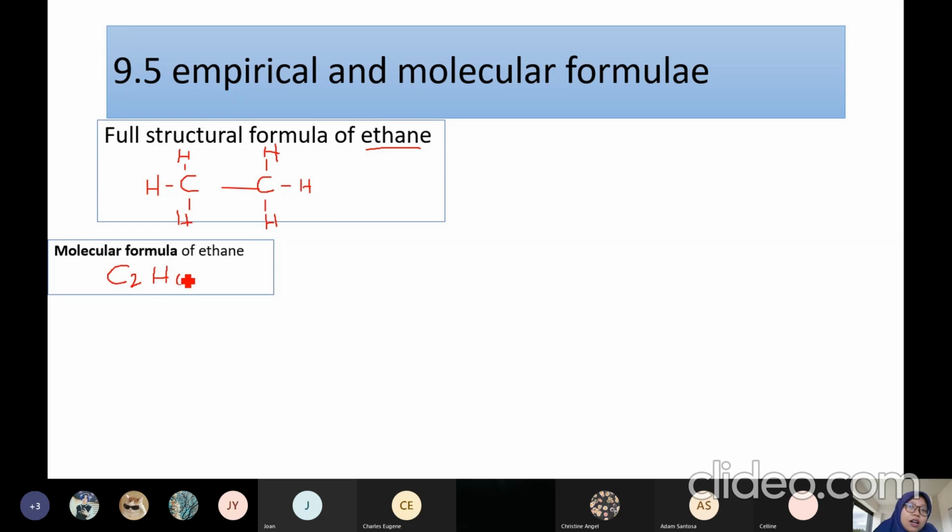Who can explain what is meant by molecular formula? It is the formula that shows the exact number of atoms of each element in the molecule. How many carbon atoms? 2. How many hydrogen atoms? 6. And then we will compare with the empirical formula.